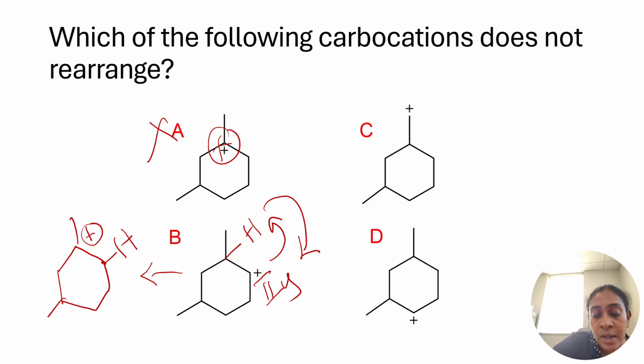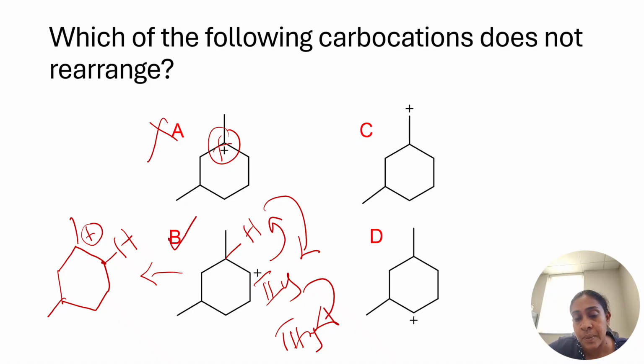So now I initially had a secondary carbocation. Now I'm going to have a tertiary carbocation. Tertiary carbocations are more stable than secondary carbocations. So by doing the 1,2-hydride shift, I can improve the carbocation stability in structure B. So B is going to rearrange.